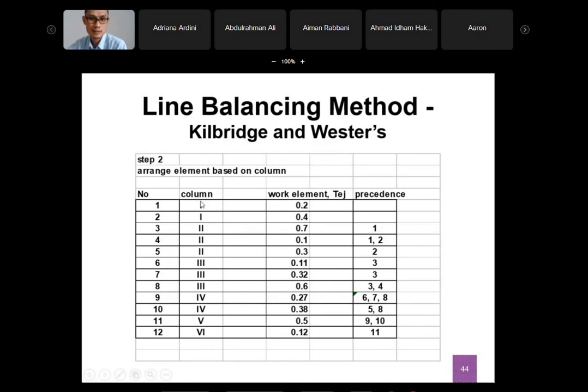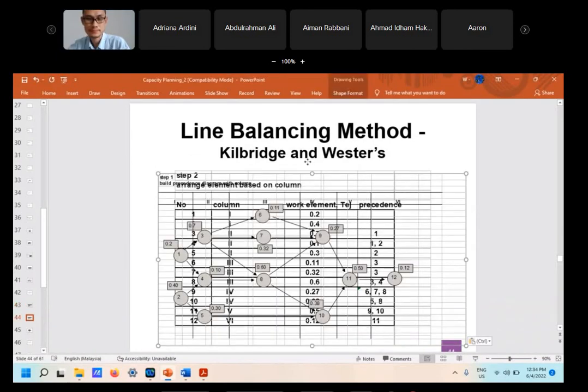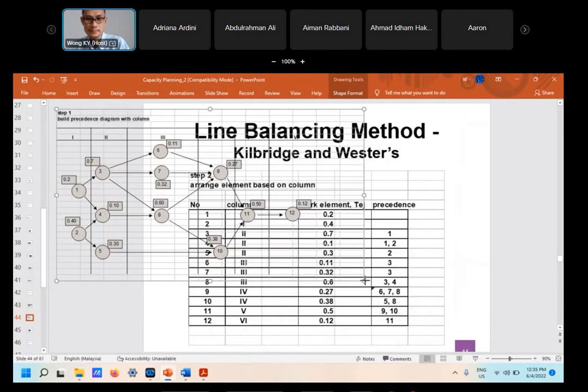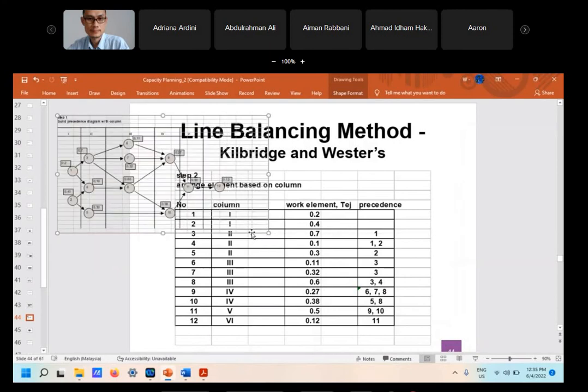Okay, so if you arrange them, then you will get this. Okay, I hope you can see if I copy this here. Okay, I think you can see, yeah. So you arrange them based on the column. Column 1 has elements 1 and 2, so you start with 1 and 2. Column 2 has 3, 4, 5, so you have 3, 4, 5. Column 3 has 6, 7, 8, so 6, 7, 8. Column 4 has 9, 10, so 9, 10. Column 5 has 11, and then column 6 has 12. So you arrange them based on the column.